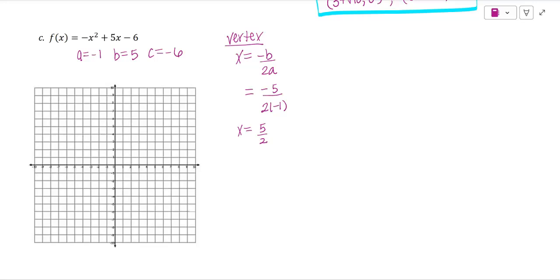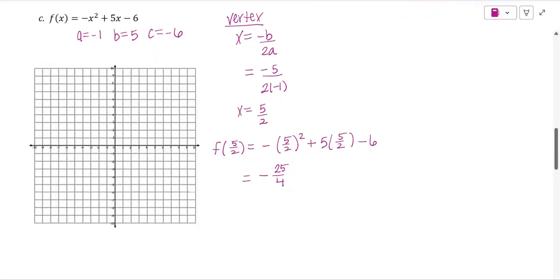And then to find the corresponding value that goes with that, we're going to plug that value back into the function. So we want to find f of 5/2, which is negative 5/2 squared plus 5 times 5/2 minus 6. Notice that the negative sign is on the outside. The only thing being squared is the 5/2, not the negative sign. So this is going to be 25 over 4, and there's still a negative sign in front of it. I'm going to have then plus 25 over 2 and minus 6.